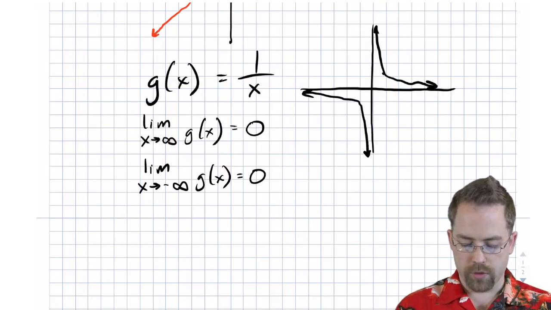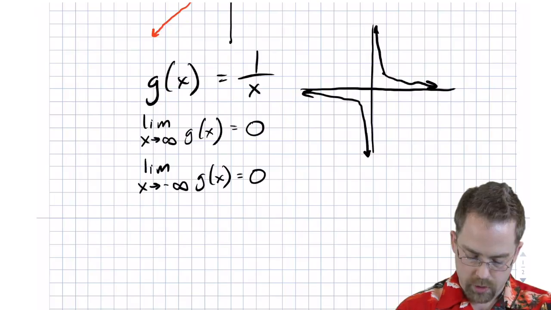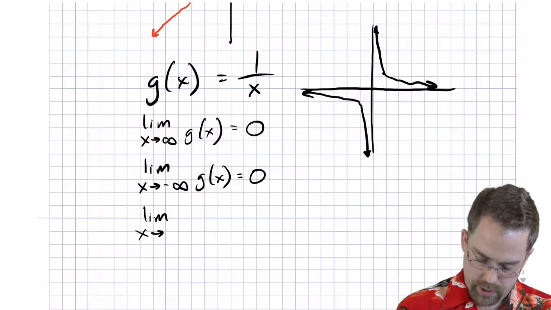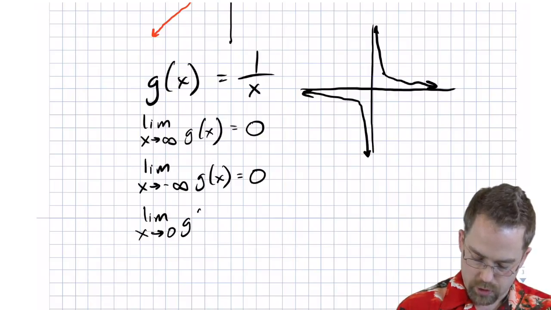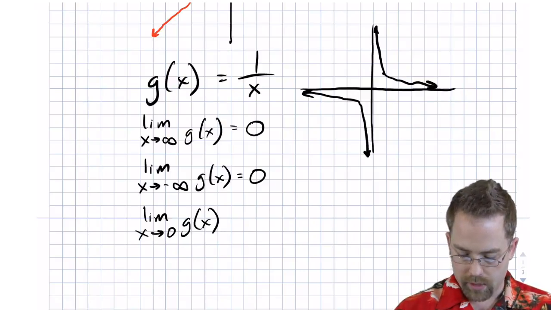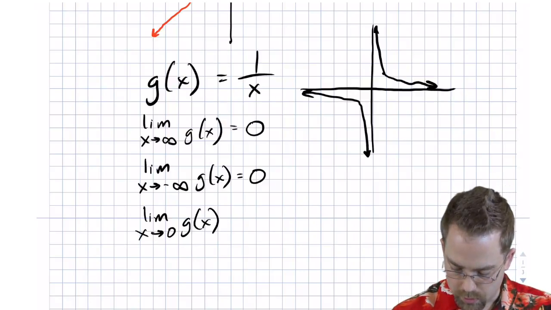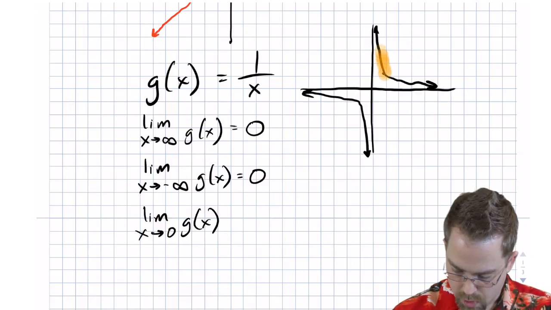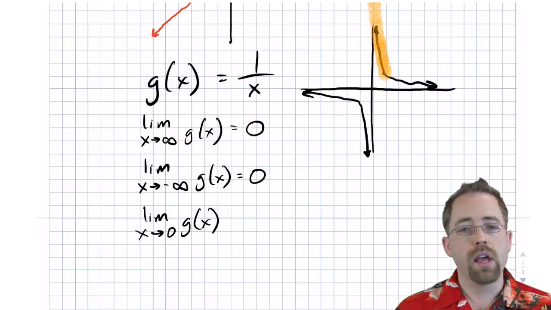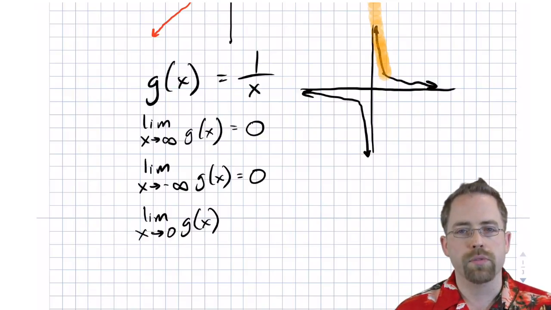That was terrible. Okay, so now the next question is, what is the limit as x approaches 0, the limit as x tends towards 0 of g of x? And so you might be tempted to think that the answer is infinity, that if we step on our little graph and we walk towards 0, we're going up and up and up without bound. And indeed, there are limits that do have an answer of infinity like that.